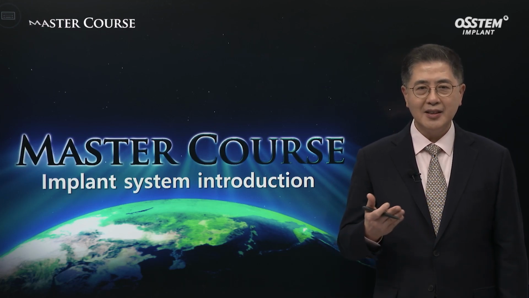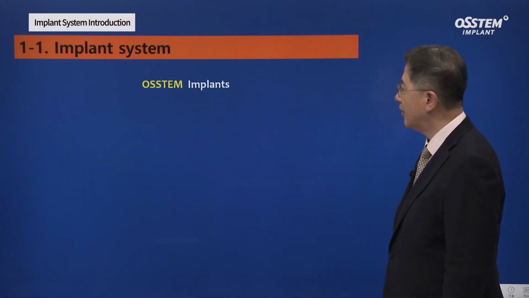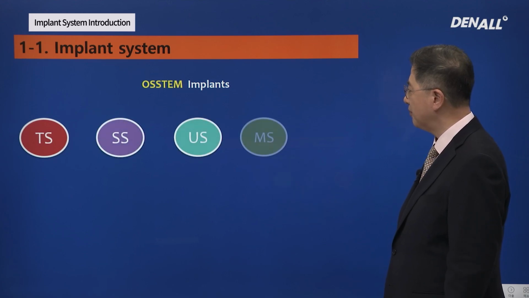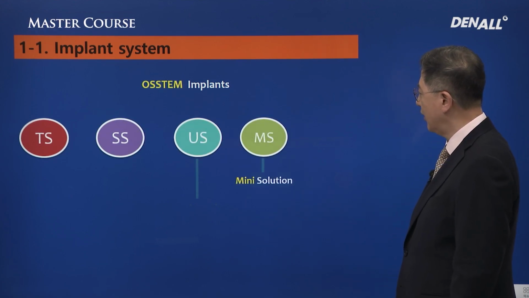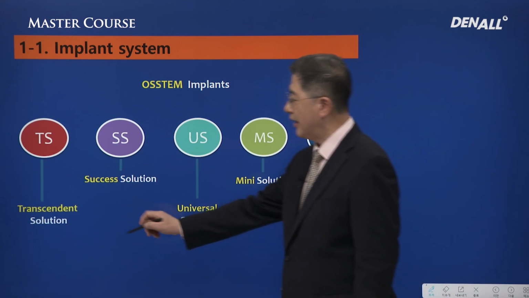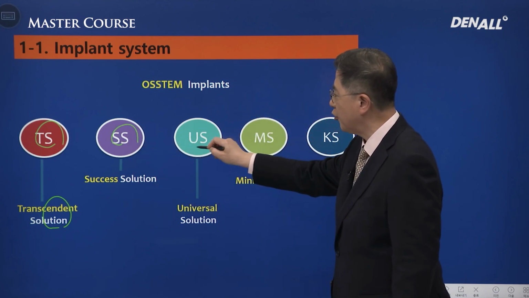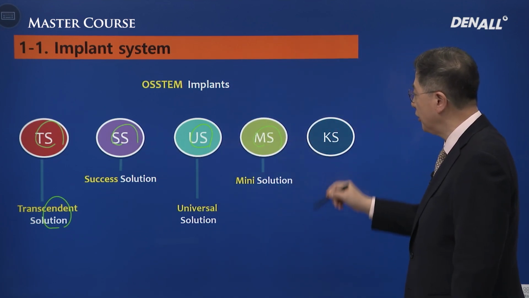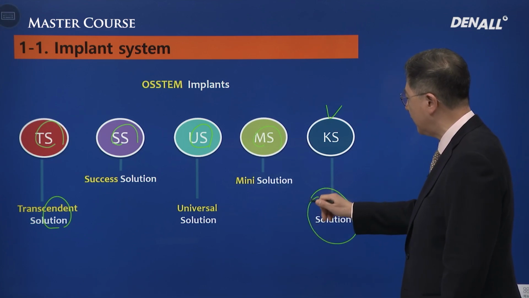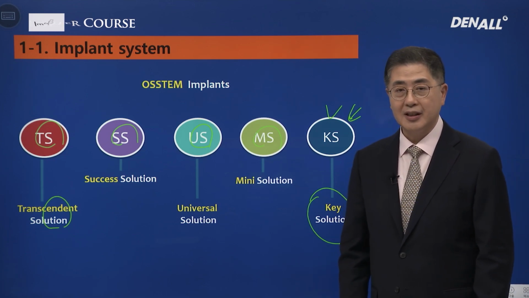Today, I would like to introduce you to the implant systems as part of our master course. OSSTEM offers a wide range of implants. There were 4 existing main implant systems, each with a different name. TS, the most frequently used one, SS, US and MS. Recently, KS implant was introduced, which stands for Key Solution. This has strengthened connection and is receiving a lot of attention.